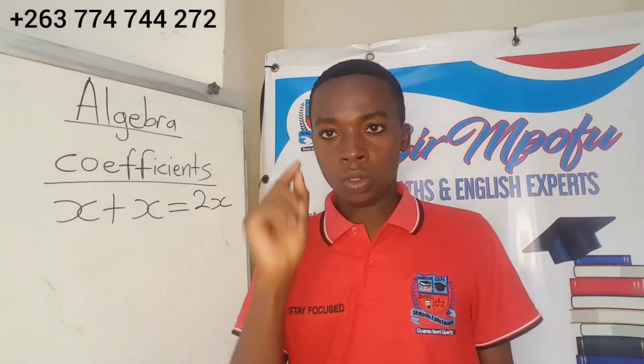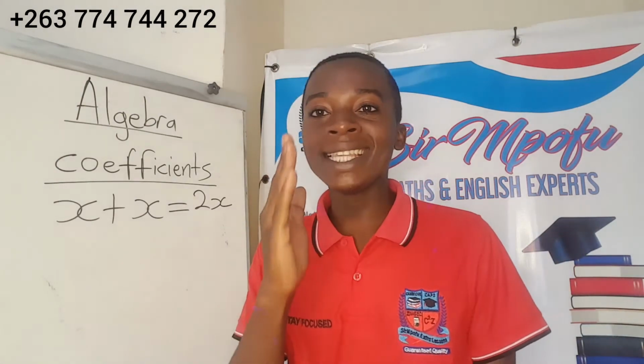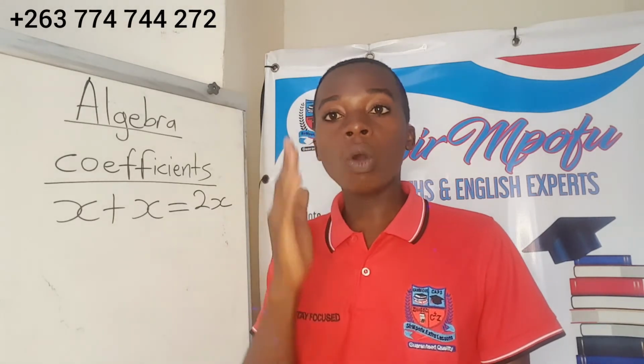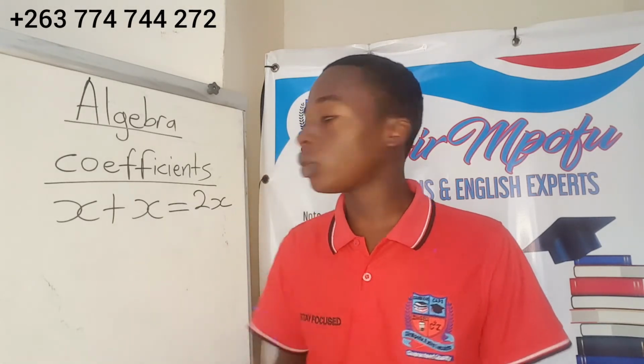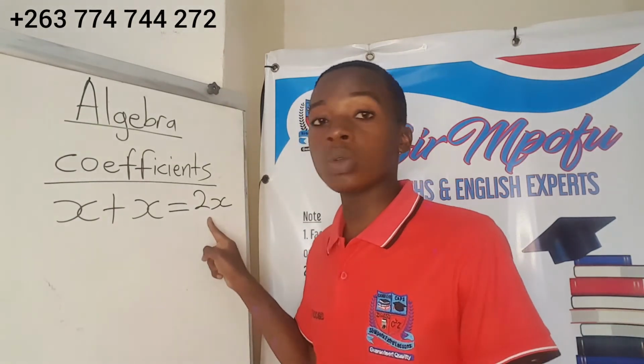I want you to write a point. Coefficient is the number that multiplies algebra. Write this: coefficient is the number that multiplies algebra. So our coefficient here is 2. To say 2x is the same as 2 times x.